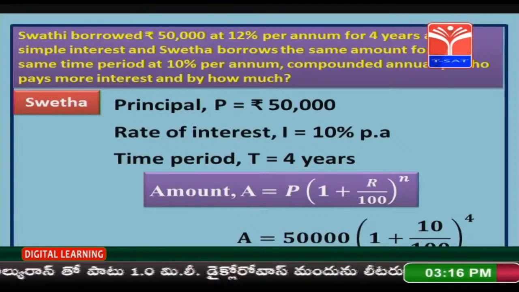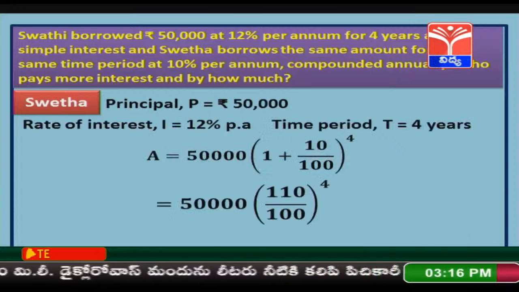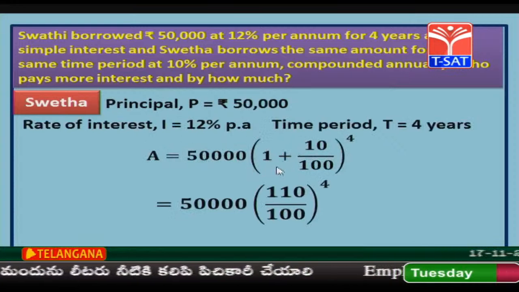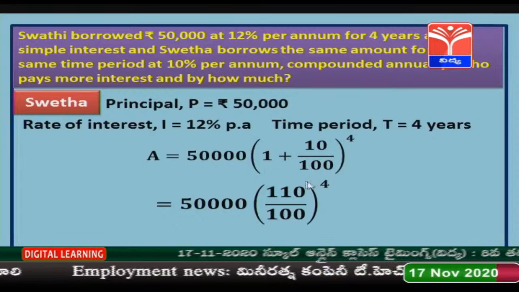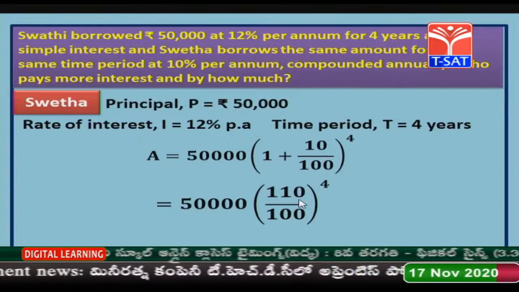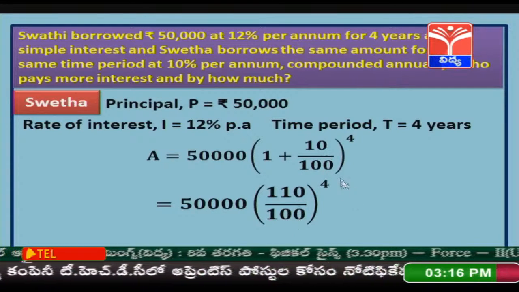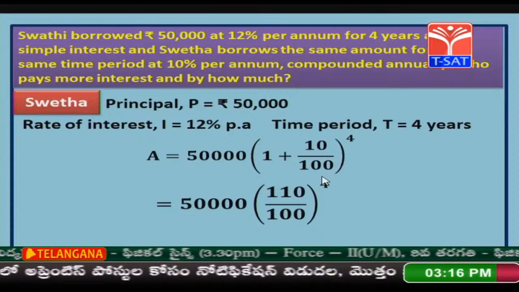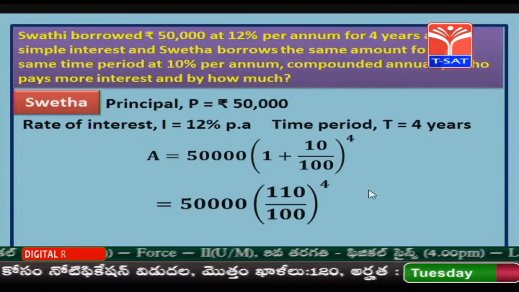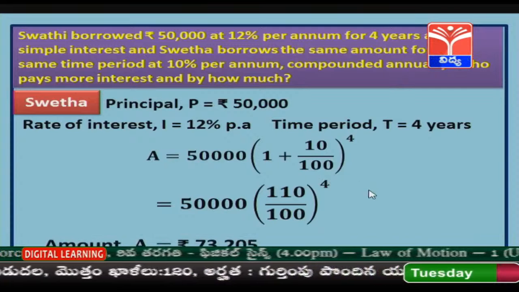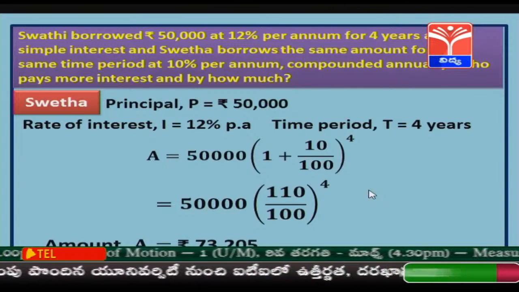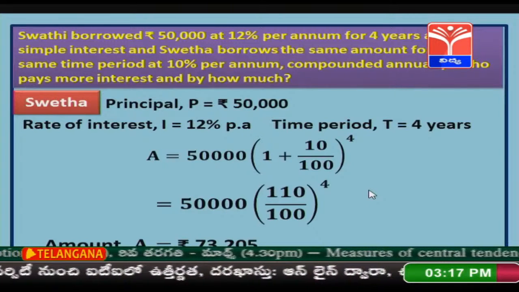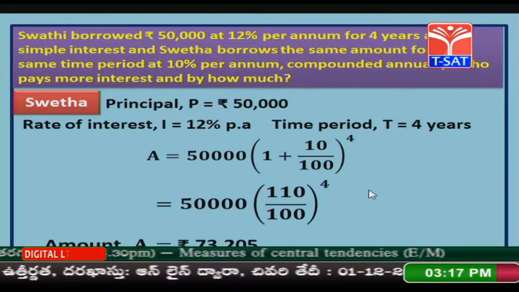Now, let us simplify this. On taking LCM here, between 1 and 10 by 100, the LCM is 100. So, we get 100 plus 10, that is 110 divided by 100, and the whole power 4 remains the same. On simplifying this, we get the amount as 73,205 rupees. So, this is the amount Sweta has to pay at the end of 4 years.